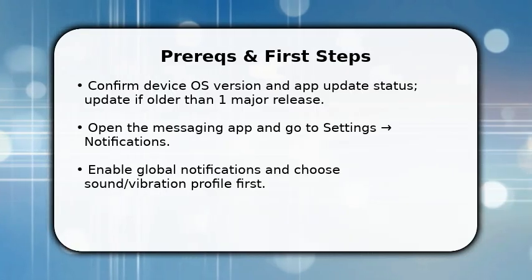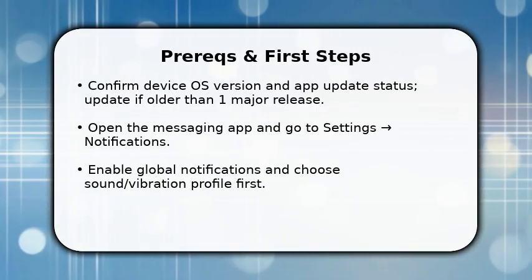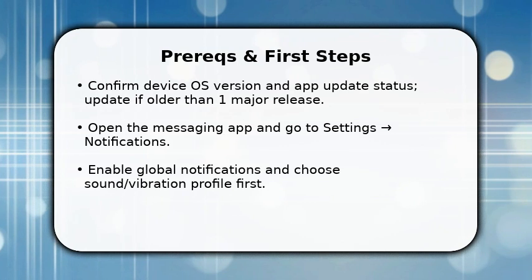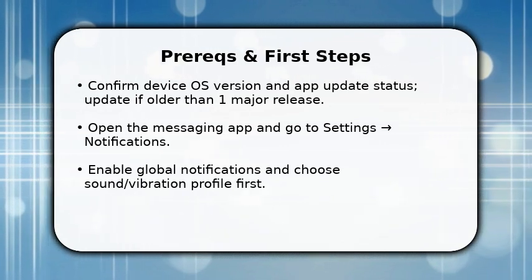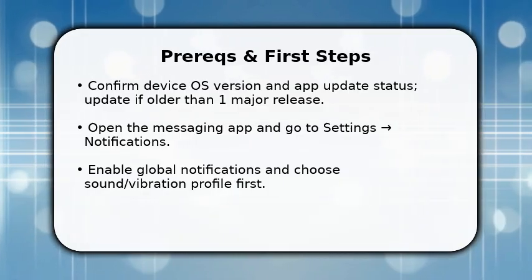Enable the global notification toggle so messages can reach you at all, and pick a sound and vibration pattern to distinguish this app. You do this first to avoid chasing hidden system blocks later, and to get audible feedback while you continue. Next, you refine notifications for real-world use.